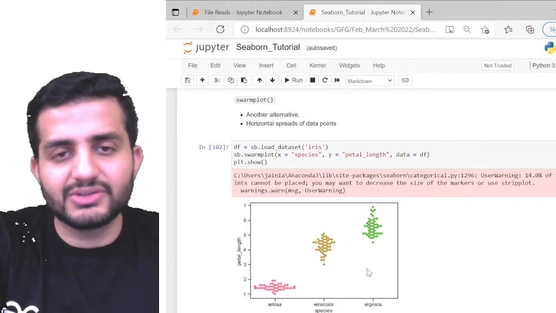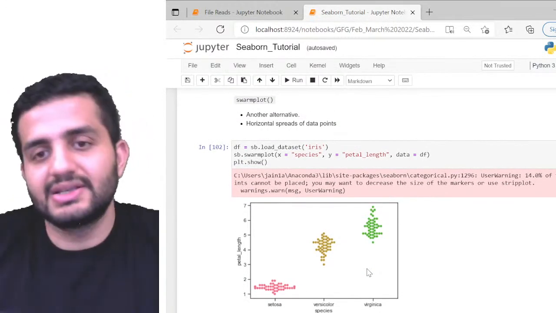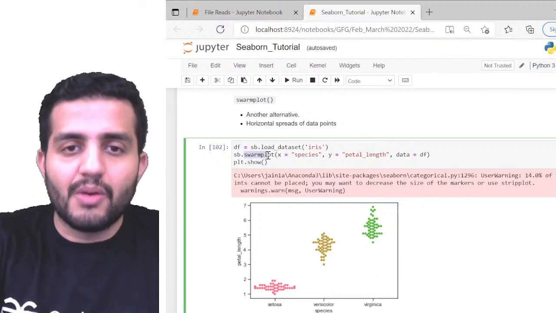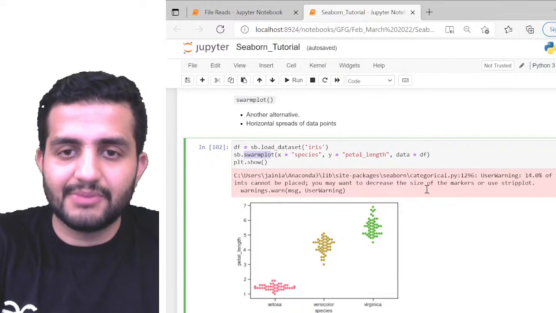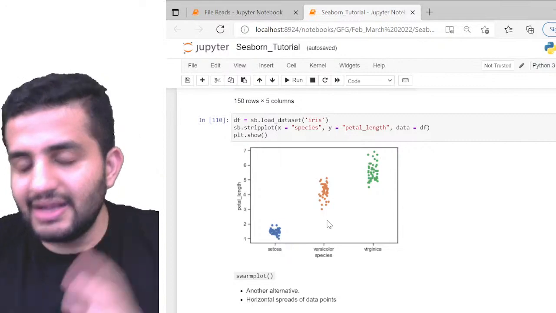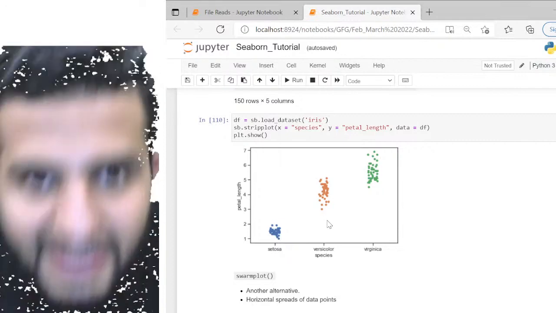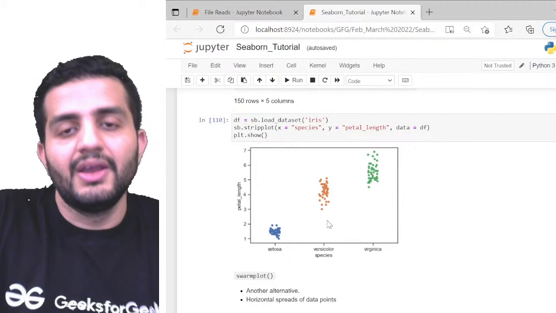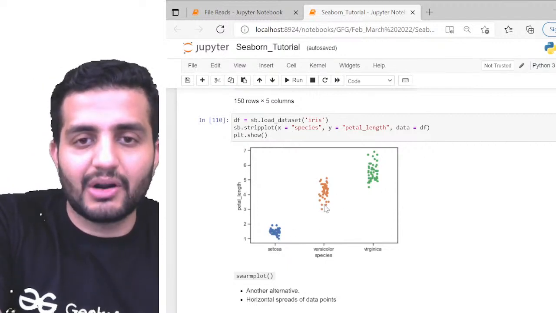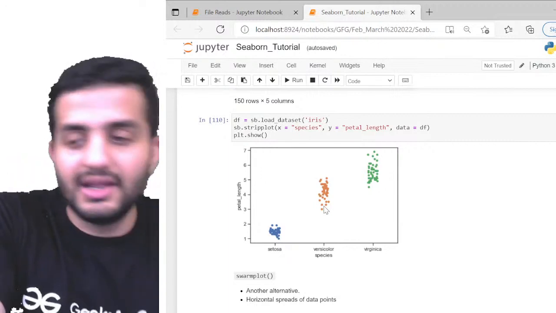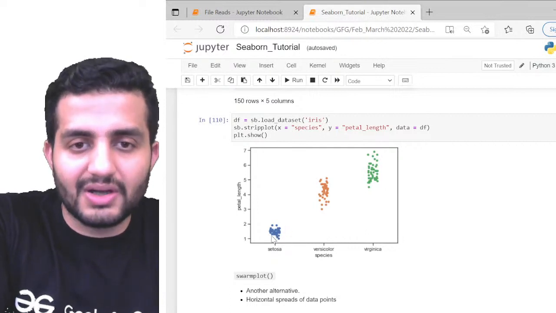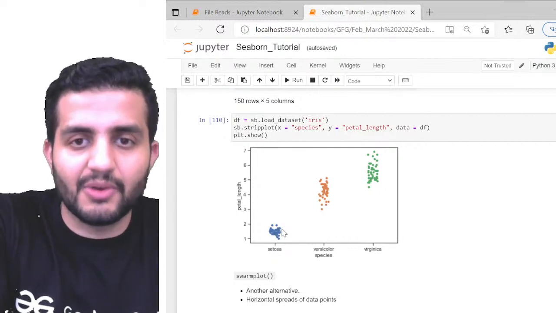Now another alternative, which is an almost similar graph. Here, instead of a strip plot, I'm using a swarm plot. It's the same data, same everything, but look at the difference. The inference is almost similar, but I'll tell you the basic difference between the strip and the swarm plot. In the strip plot, it's basically a scatter plot, so the dots are my scatter points. Can you see that these dots are getting overlapped eventually, for the smaller ranges?